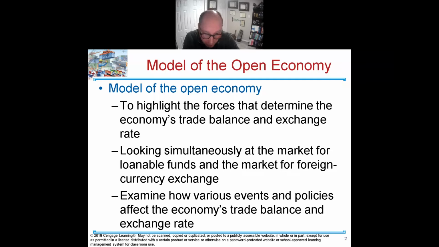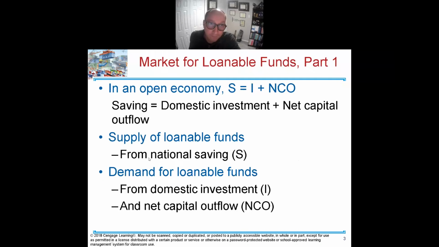So, we talk about the exchange of goods and services, but we also talk about the exchange of capital in foreign currency exchanges and also loanable funds. We also look at things like policies, government structures, etc. Those also have some impacts. The open economy can be defined, through a formula, as savings equals domestic investment plus net capital outflow.